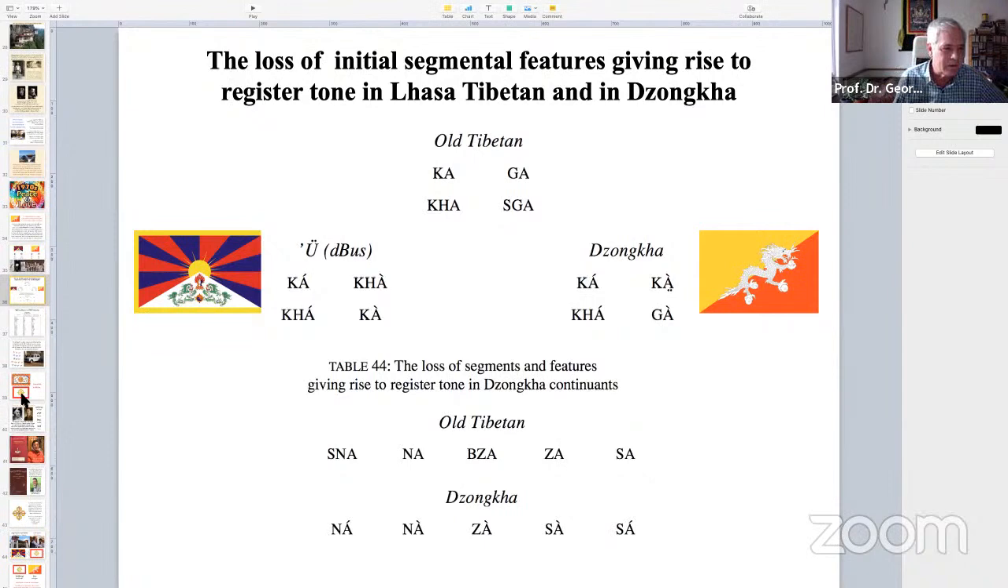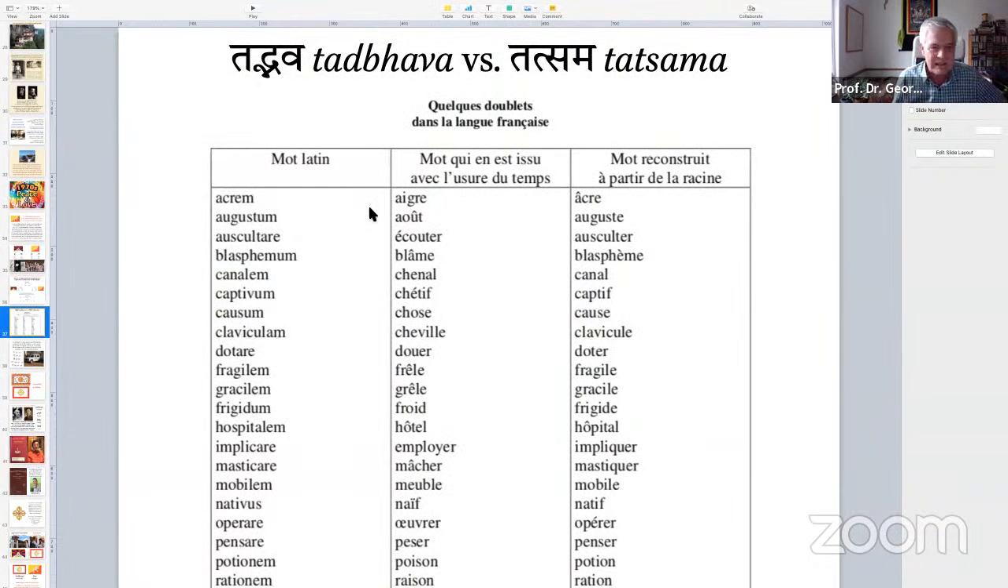Just as in Indic languages, and just as here in French, you also have this phenomenon of tadbhava words, words that change naturally and become a French word. Here, a Latin word becomes a French word, or a word like aushadi in Nepali becomes okati in Nepali, but then you borrow the word again and you get the same word again. You borrow from Latin, or Nepali borrows from Sanskrit, and you get aushadi.